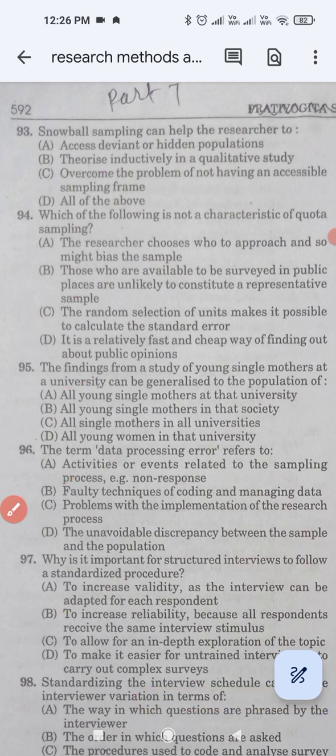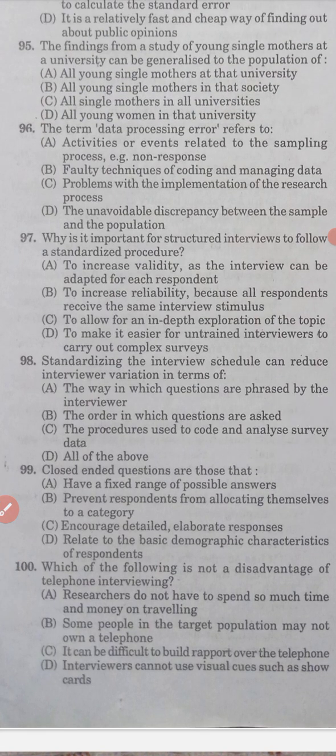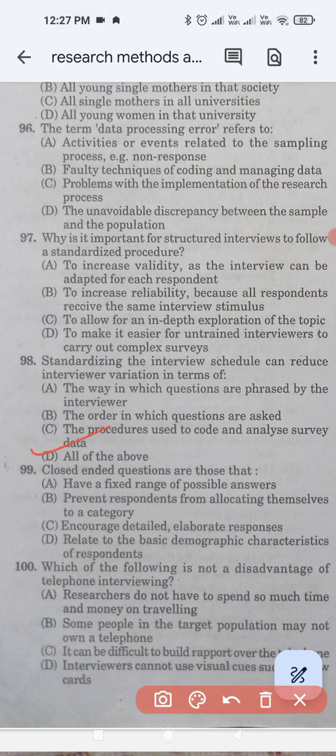Now question number 98. Standardizing the interview schedule can reduce interviewer variation in terms of: option A, the way in which questions are phrased by the interviewer. Option B, the order in which questions are asked. Option C, the procedure used to code and analyze survey data. And option D, all of the above. The correct answer is A, B, C. All are correct. So we can say all of the above. Option D is the correct answer.